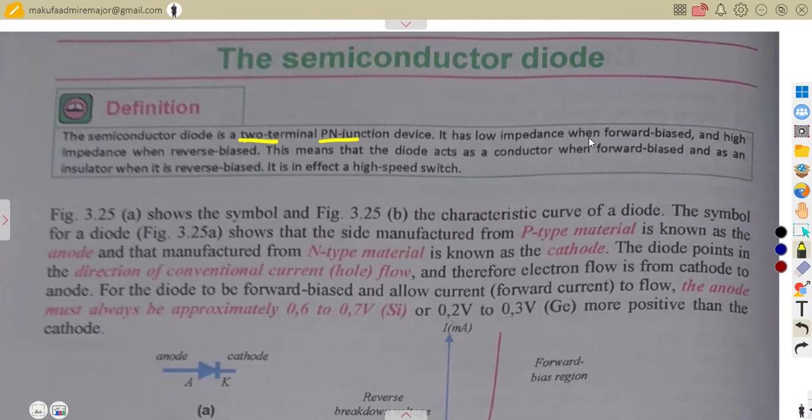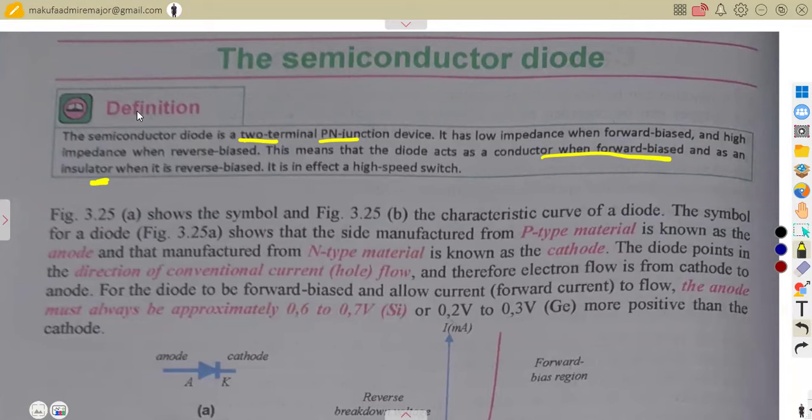It has low impedance when forward biased and high impedance when reverse biased. This means that the diode acts as a conductor when forward biased, allowing current to move in one direction, and as an insulator when reverse biased. So if you reverse bias a diode, there is no movement of current. It acts as an insulator. It does not allow current to pass through.